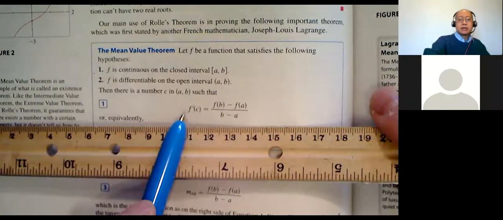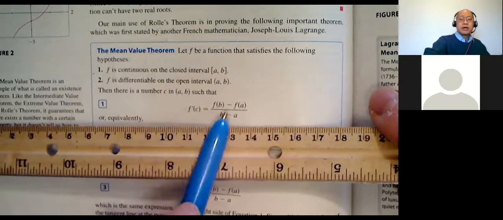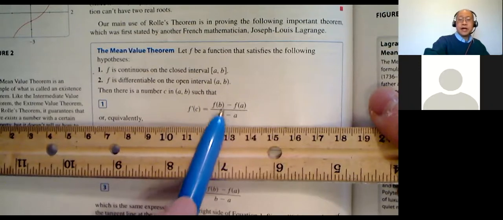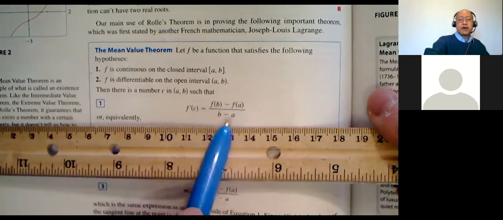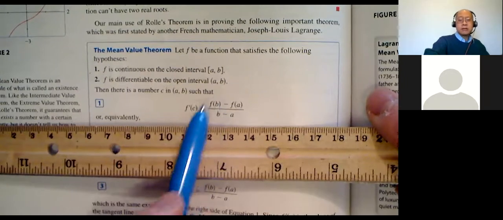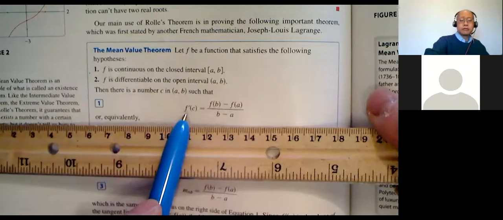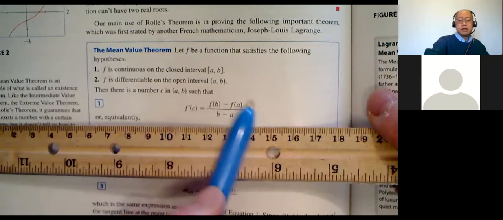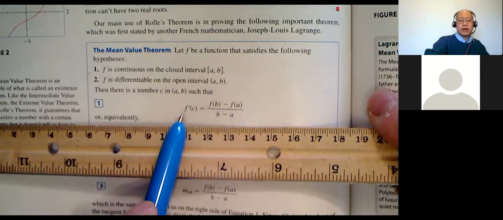Basically, this says somewhere the slope of the curve equals the slope of this line segment joining the two endpoints. That looks like y2 minus y1 divided by x2 minus x1. So this time the slope isn't 0, maybe it's 3. Suppose this came out to be 3. Then we're saying somewhere the slope is 3. Suppose this came out to be negative a half. We're saying somewhere the slope is negative a half.